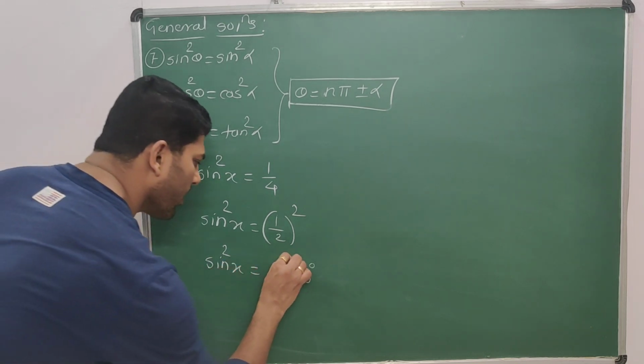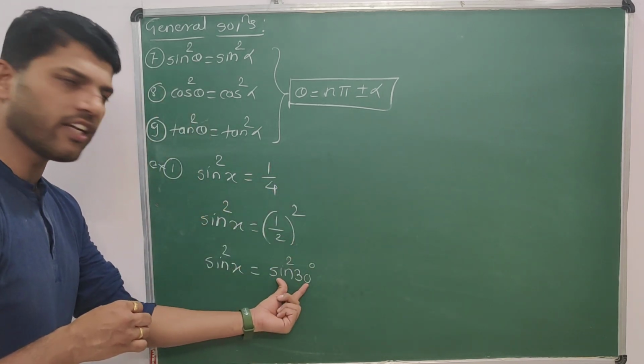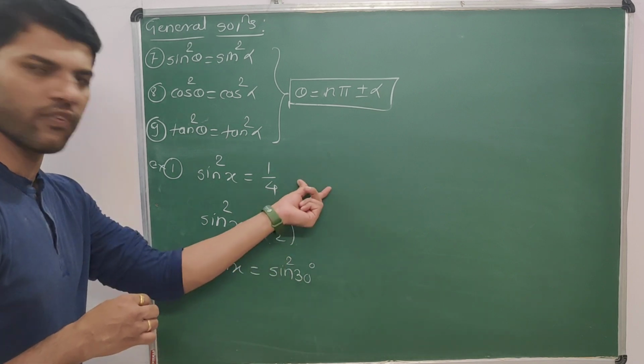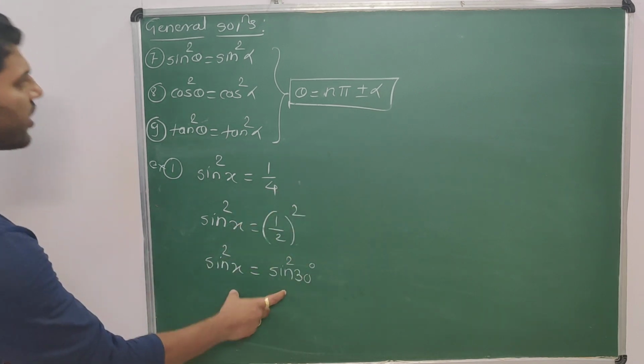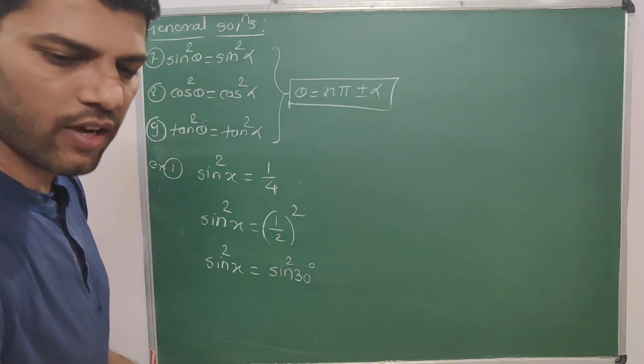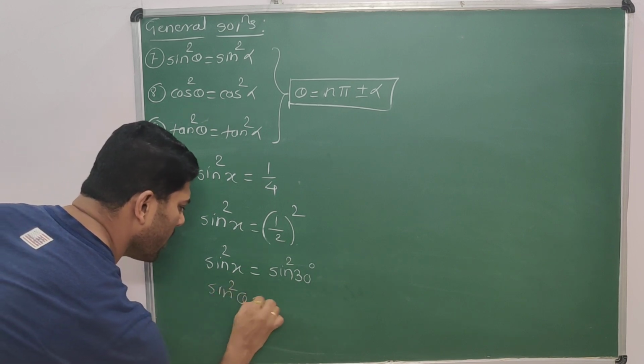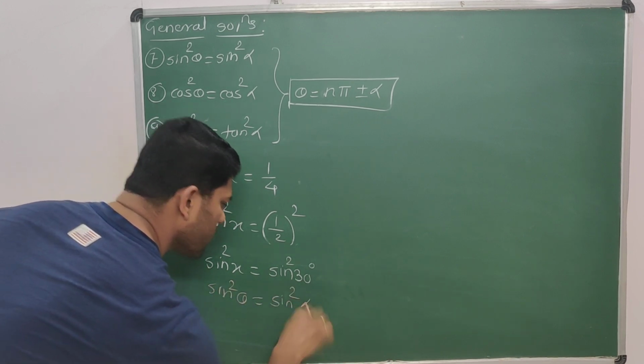So now we can take a square of it because it's a half square. So for sine 30 degree, for this half and its square, it's a sine square. Is it case number 1? Sine square theta equal to sine square alpha. So I am considering this as a case of sine square theta equal to sine square alpha.